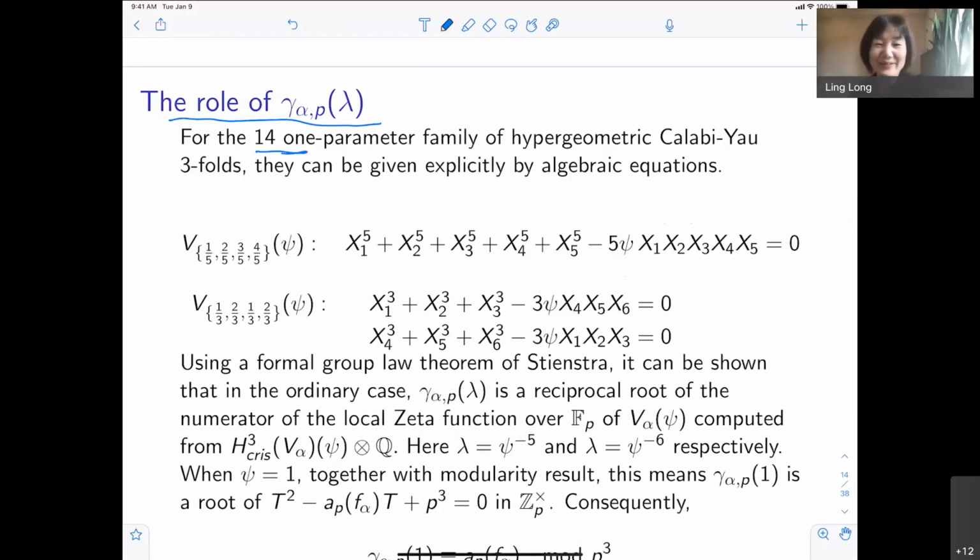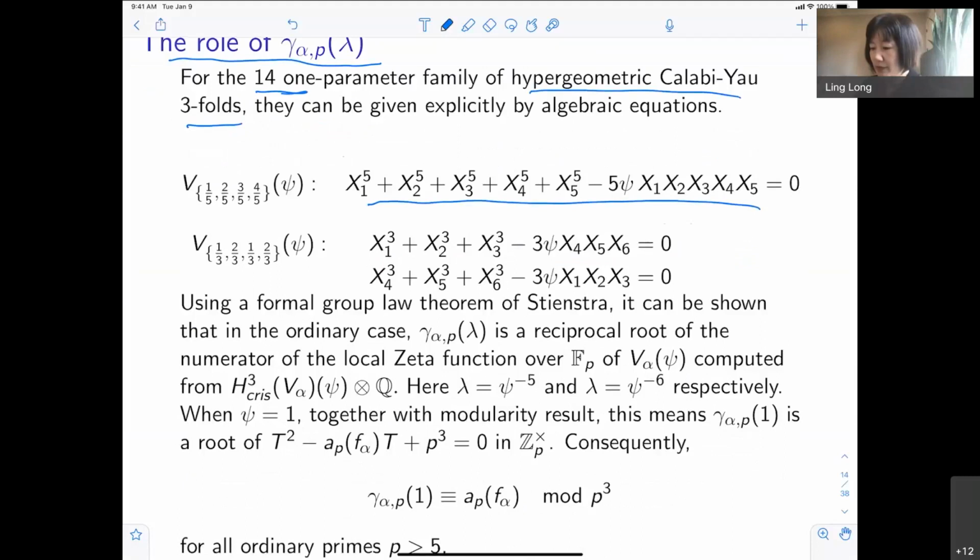Okay. So I'm going back to the 14 one-parameter families of hypergeometric Calabi-Yau threefolds. They can be written down very explicitly by algebraic equations, like this is the famous quintic family. And you can write down, when the parameters are 1/3, 2/3, 1/3, 2/3, the equations of this form. Now it involves 6 variables, so it's in CP5, and there are 2 equations. So subtracting 2, I'm getting a complete intersection. It's a threefold. It's also a Calabi-Yau in the sense that the Hodge diamond is arranged in the way that I mentioned earlier.